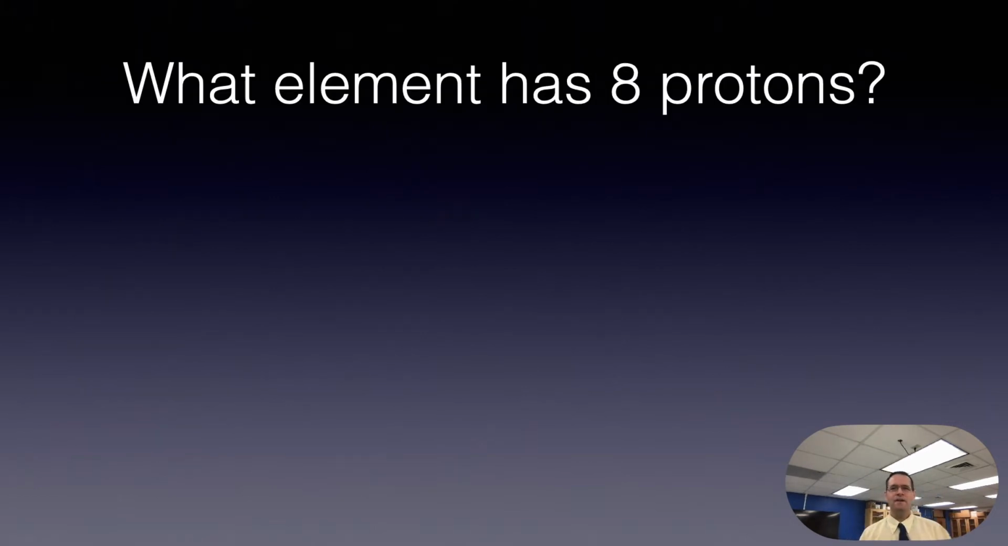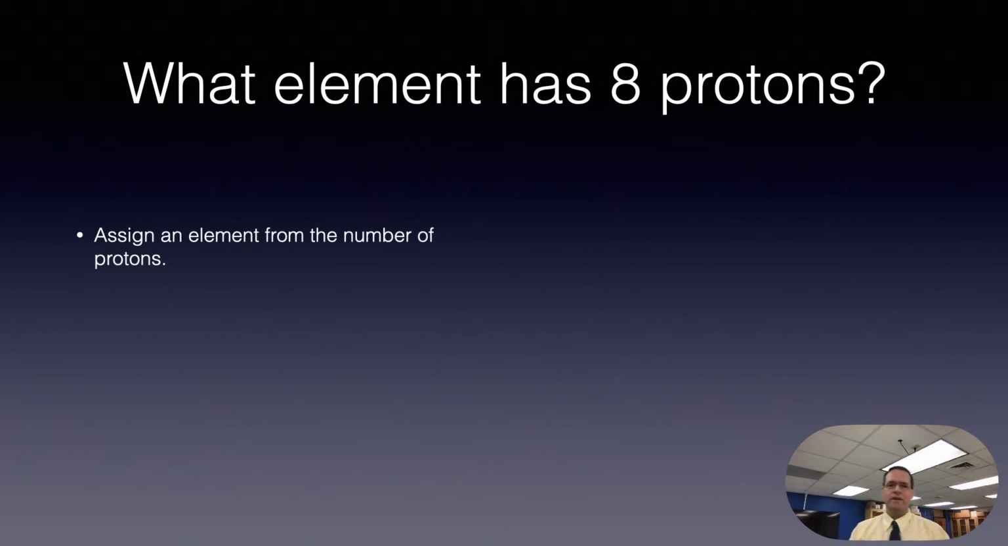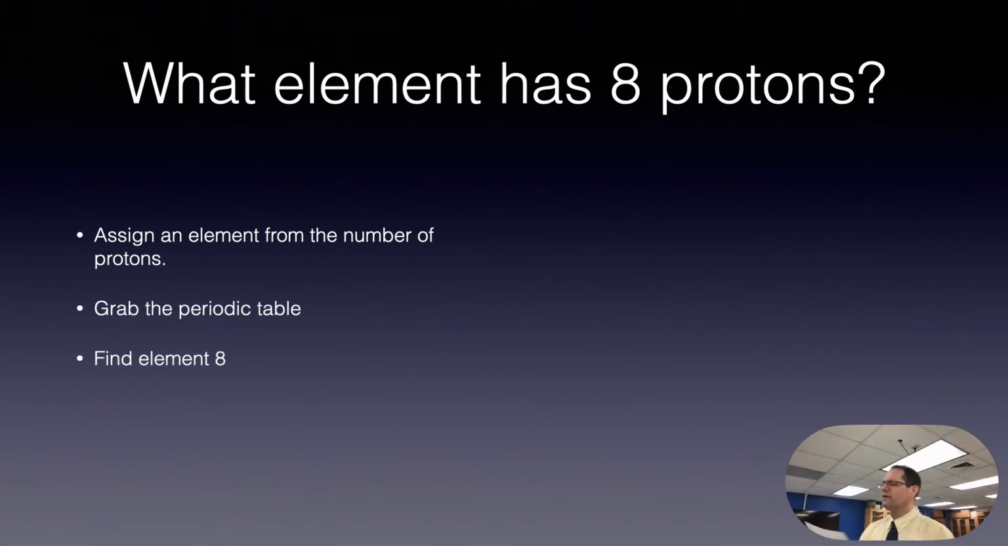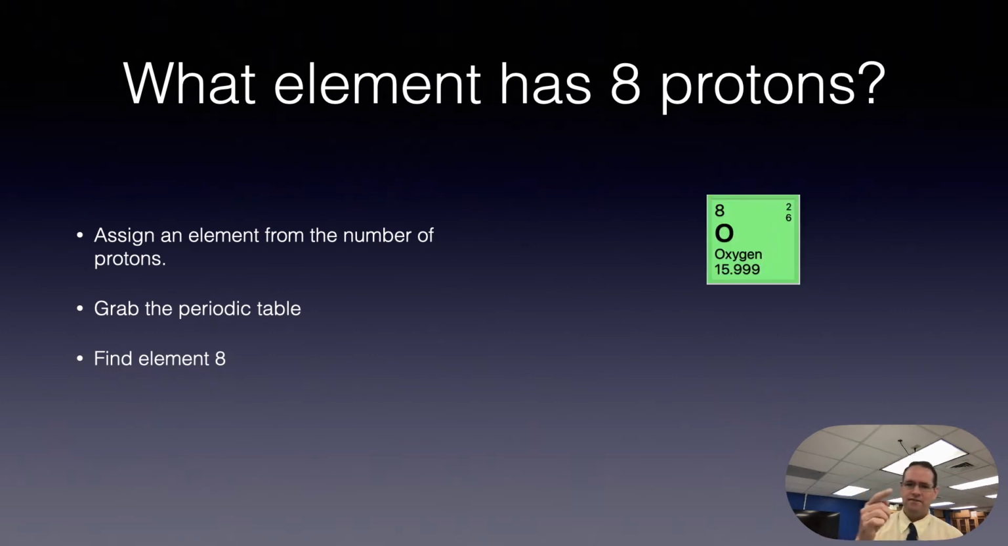All right, what if you have a question that looks like this? What element has 8 protons? How do you handle this? Well, first of all, we know that we can assign an element from the number of protons. So grab your periodic table, and look around for element number 8. Once you find it, I've highlighted it here on the screen, you just read what the name of the element is. The name of the element is oxygen.